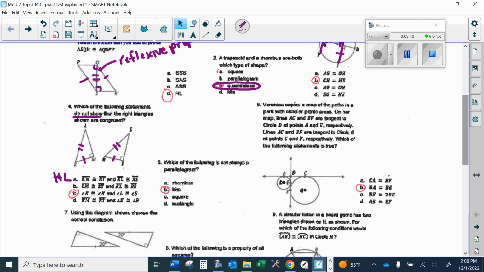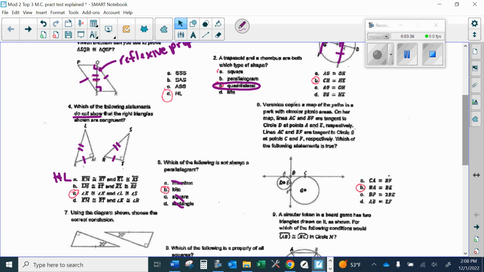Which of the following is not always a parallelogram? Remember, we got a parallelogram right here that goes down to rectangle, rhombus, and then they go down to square at the bottom. Okay, so rhombus, rectangle, and square are parallelograms. Kite, remember, kite is up here. Kite is not a parallelogram.